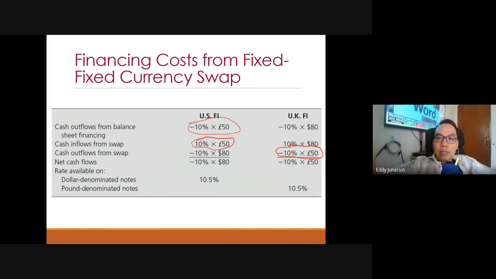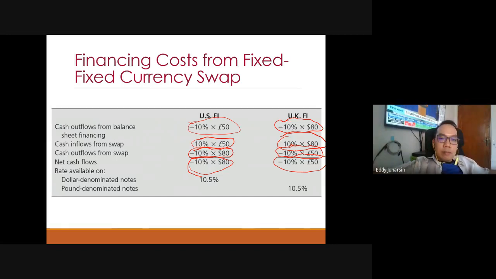On the other hand, at first the UK bank has to pay in dollar because they don't like it, but they ask the US institution to pay for this obligation in dollar, and at the end they get it from the US bank. So at the end, the US financial institution is paying in US dollar and the UK institution is paying in pound. So both could save, both could get what they want.